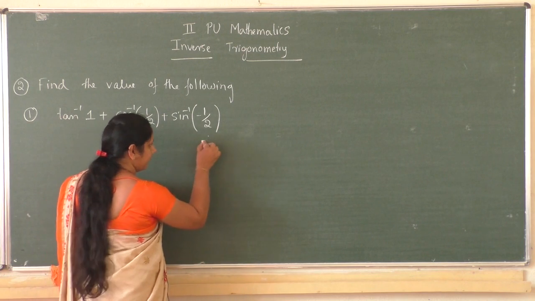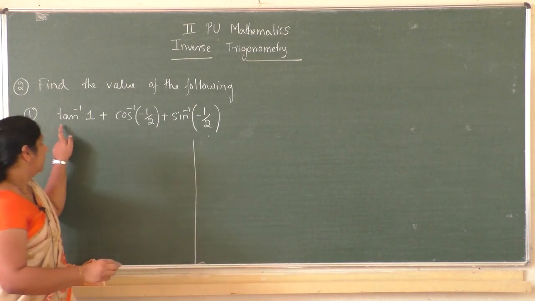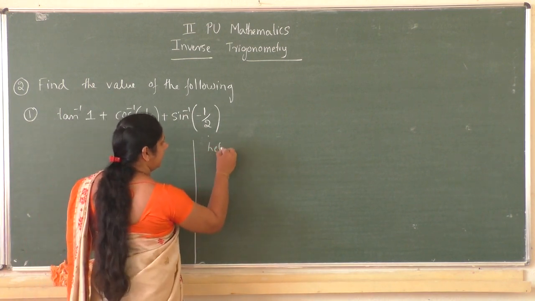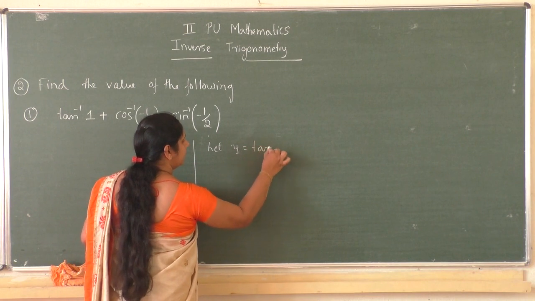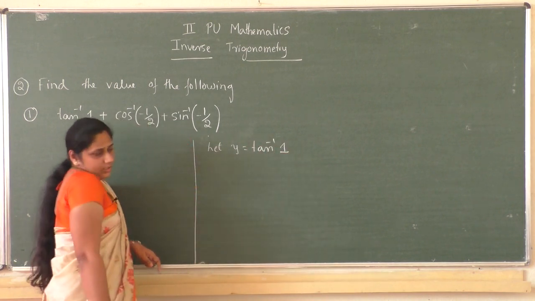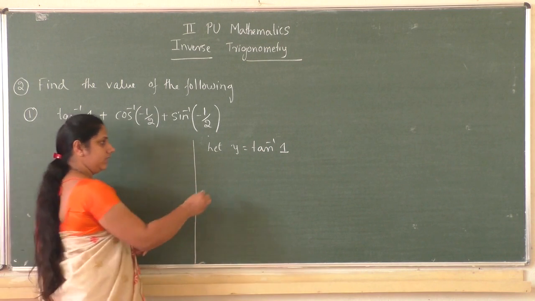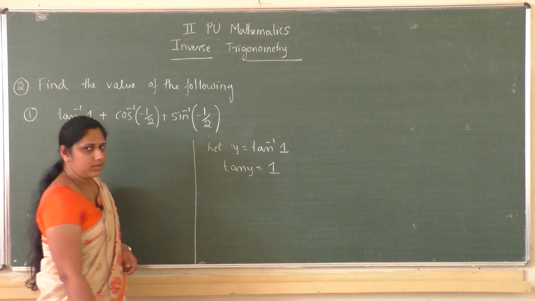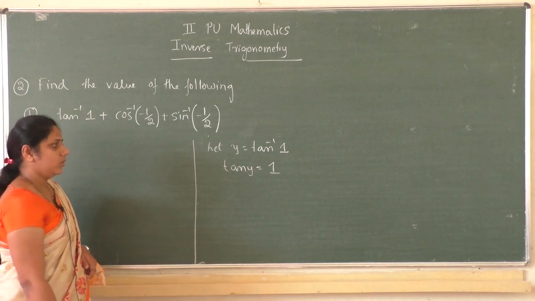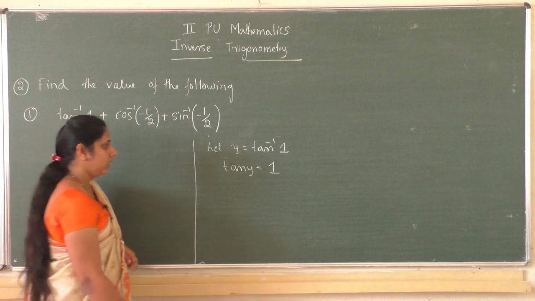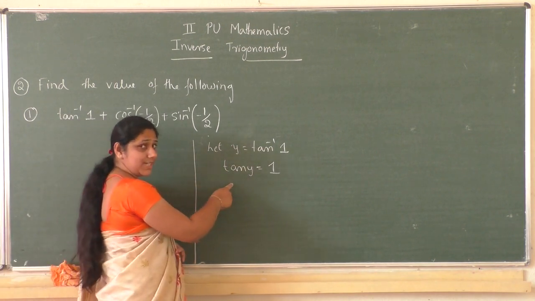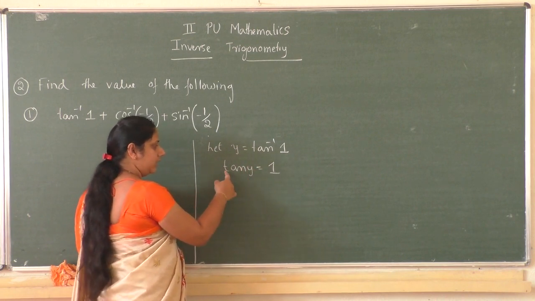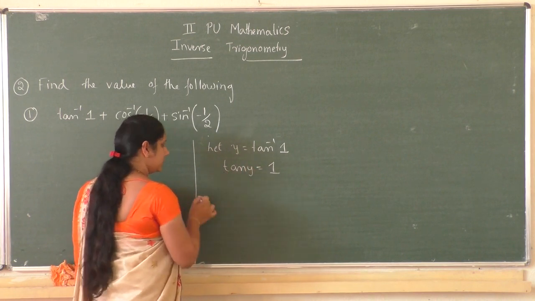First here we will find the value of tan inverse 1. So I will consider, let y equal to tan inverse 1. If y equal to tan inverse 1, then tan y is equal to 1. Now we have to check for what values of y, tan y equal to 1. Tan is positive in the first and third quadrant. If y equal to pi by 4, then tan pi by 4 equal to 1, right?